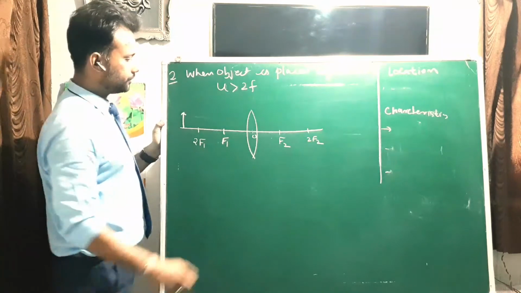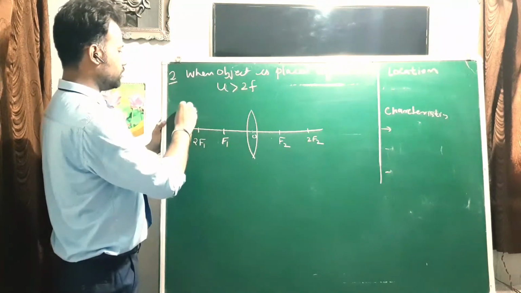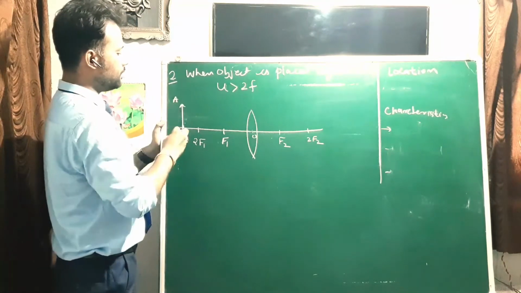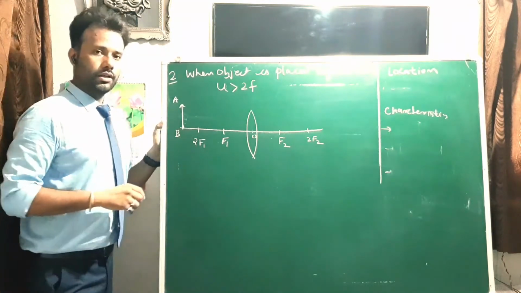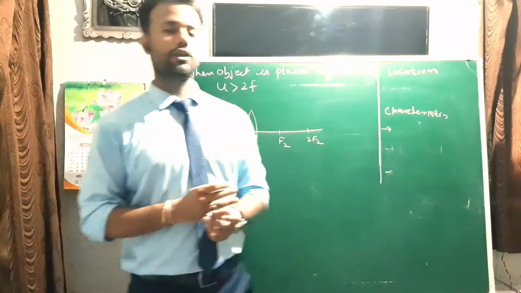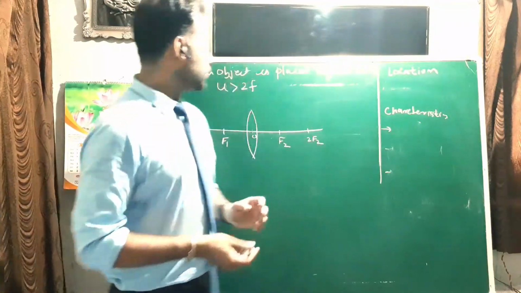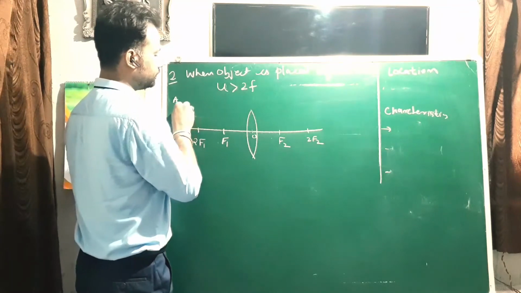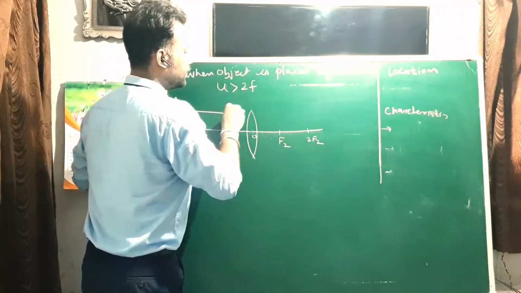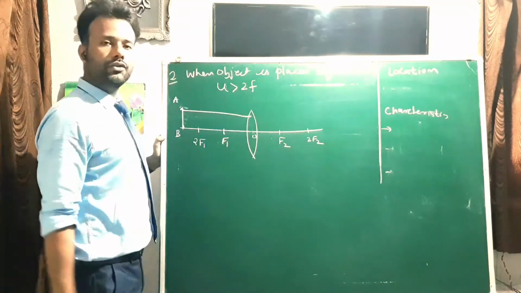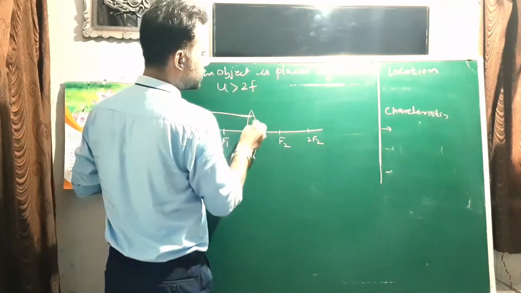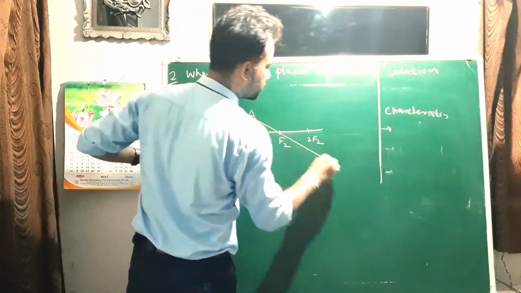This is the object. Let's make it large. Alright, so let's say this is AB, the object. Now you know that to find the image we use any two rays. The first ray I am taking is parallel, and when the light is parallel, it always passes through the focus. Right, so this is passing through the focus like this.